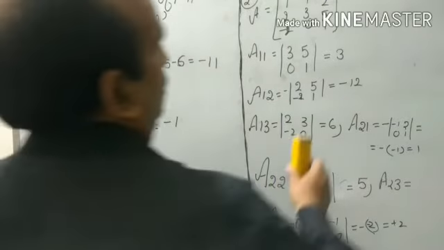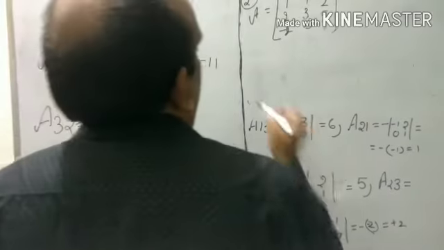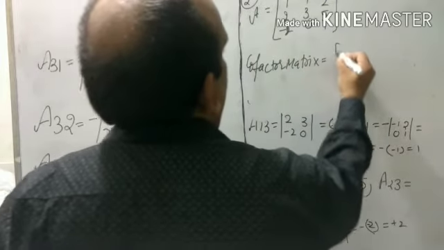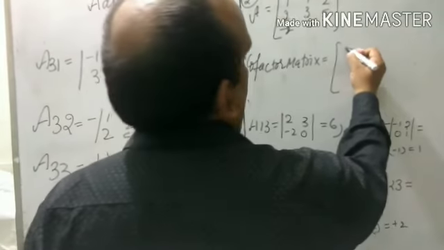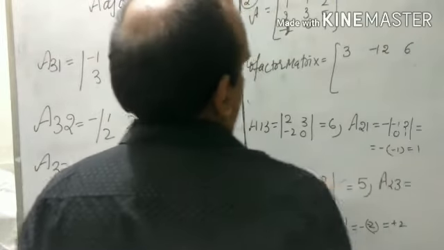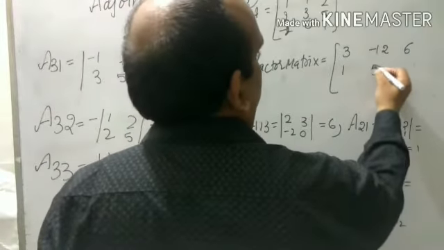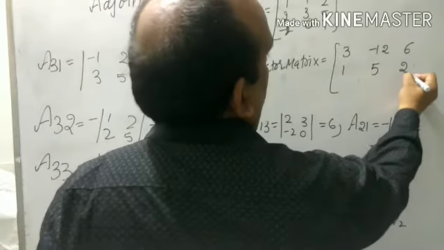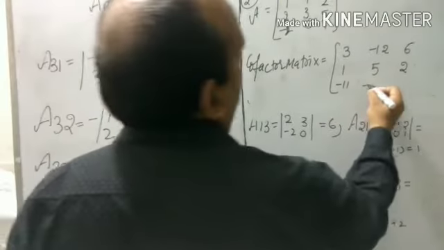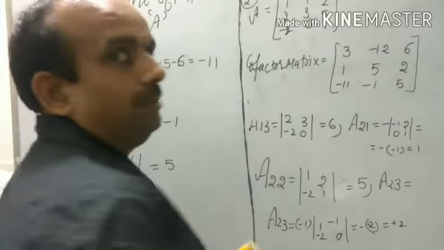Our cofactor matrix will be equal to: our first cofactor was 3, second cofactor was -12, third cofactor is 6, next cofactor is 1, next cofactor is 5, next cofactor is +2, and the next cofactor is -11, and the next cofactor is -1, and next cofactor is 5. These are our cofactor matrix.